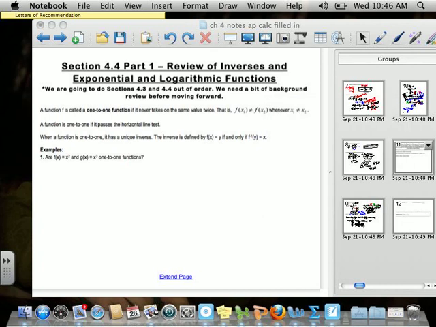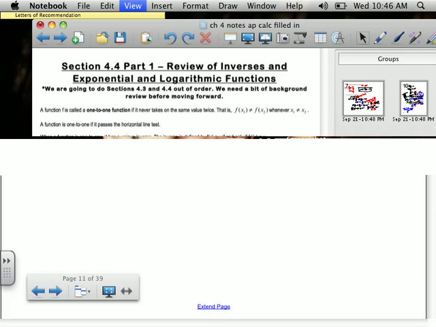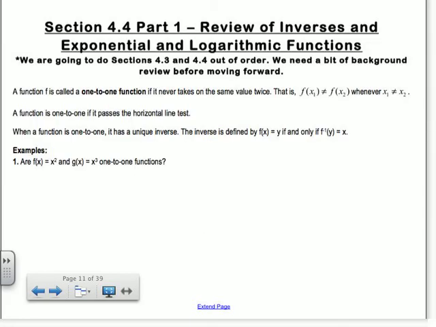All right, so section 4.4 is on review of inverses and exponential and logarithmic functions. So hopefully you guys remember how to take inverses. Hopefully you also remember your logarithms. If that causes fear in your heart, this is going to be a hard chapter for you because the next two sections are on logarithms.